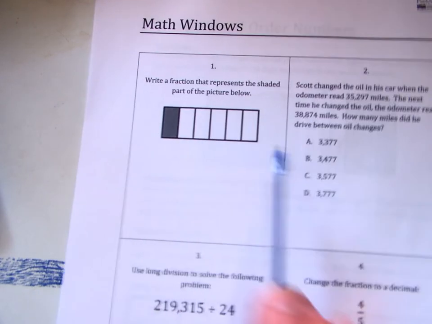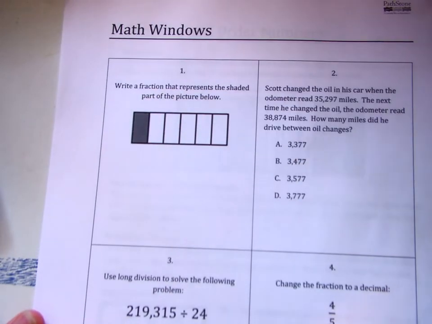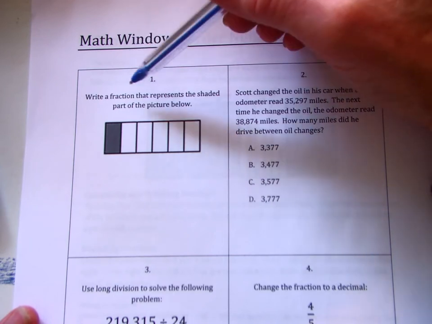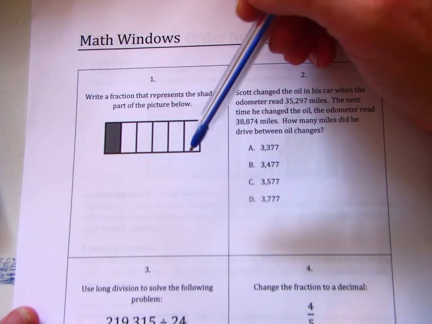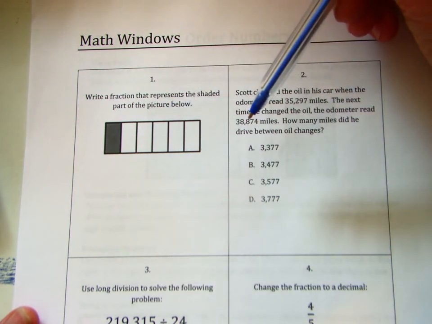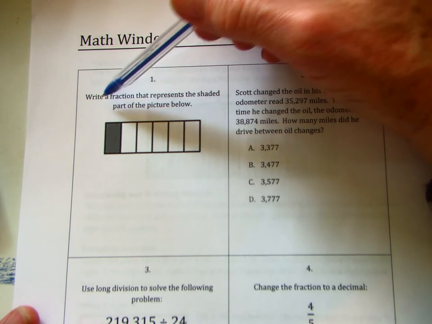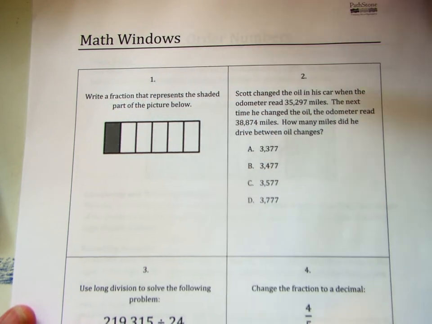Also, you'll see some word problems. From what I hear, the test is mostly word problems. So you have to read the problems and decide what you're going to be doing. Okay, number one. Now, at any point, you can stop, pause the video, and try it on your own. If you're not sure, then watch the video to see how it's explained. Okay? Write a fraction that represents the shaded part of the picture below.